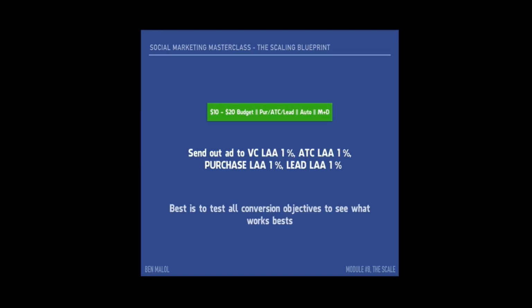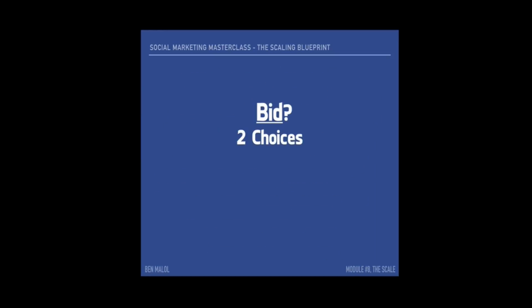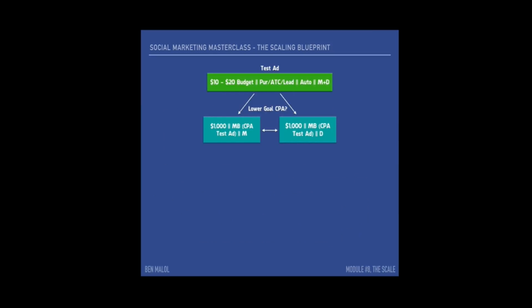So yeah, best is to test all conversion objectives to see what works best. By the way, something I forgot to mention, I got reminded. At the test ad, I said to try purchase and to try add to cart, right? What you're going to do is only scale one of them. Only scale one of them that's working better. Don't scale both of them because they're going to overlap the hell out of each other. You don't want to do that. It doesn't matter if both of them are profitable. Just scale one of them.